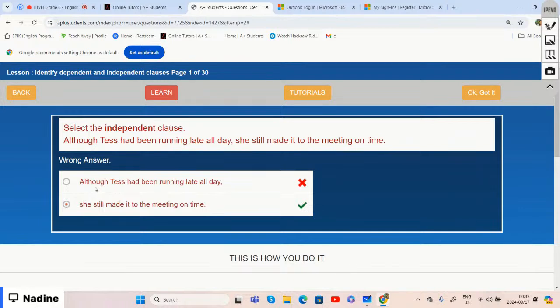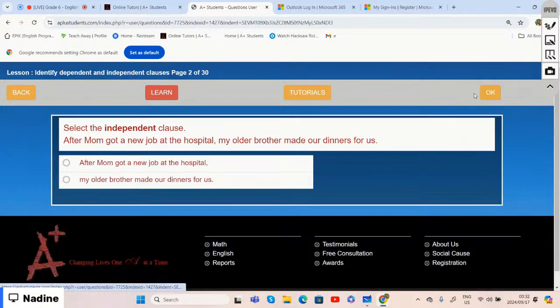So next time, look at the subordinating conjunction. See how the sentence starts. If the sentence starts with a subordinating conjunction, then you must know it is a dependent clause. So option two is correct. We need to select the independent clause. After mom got a new job at the hospital, my older brother made our dinners for us. Look at that word after.